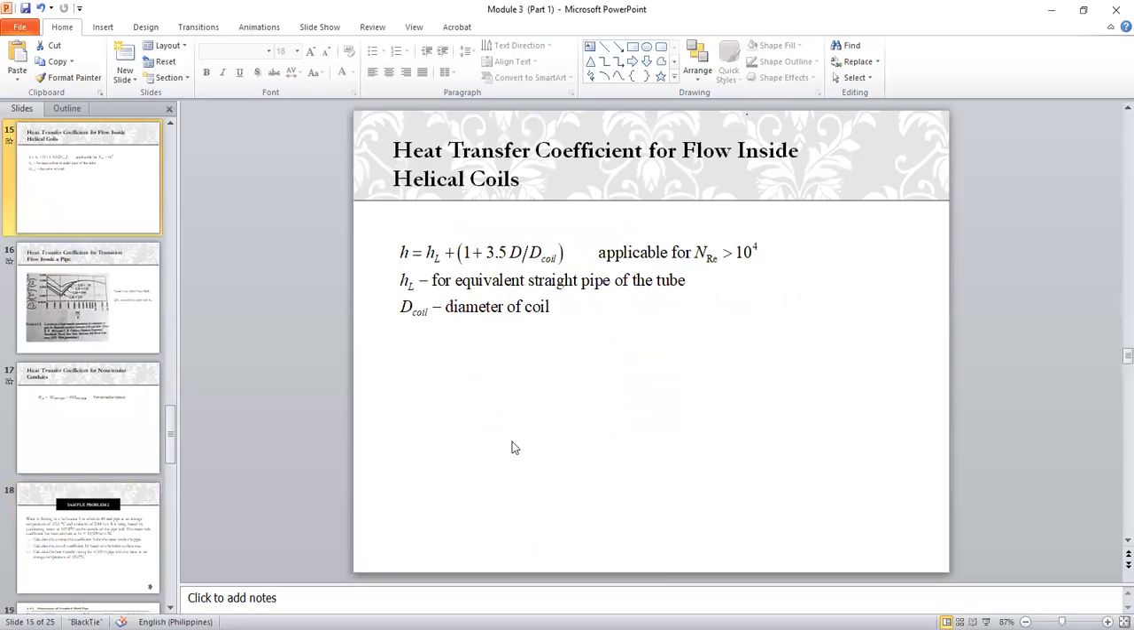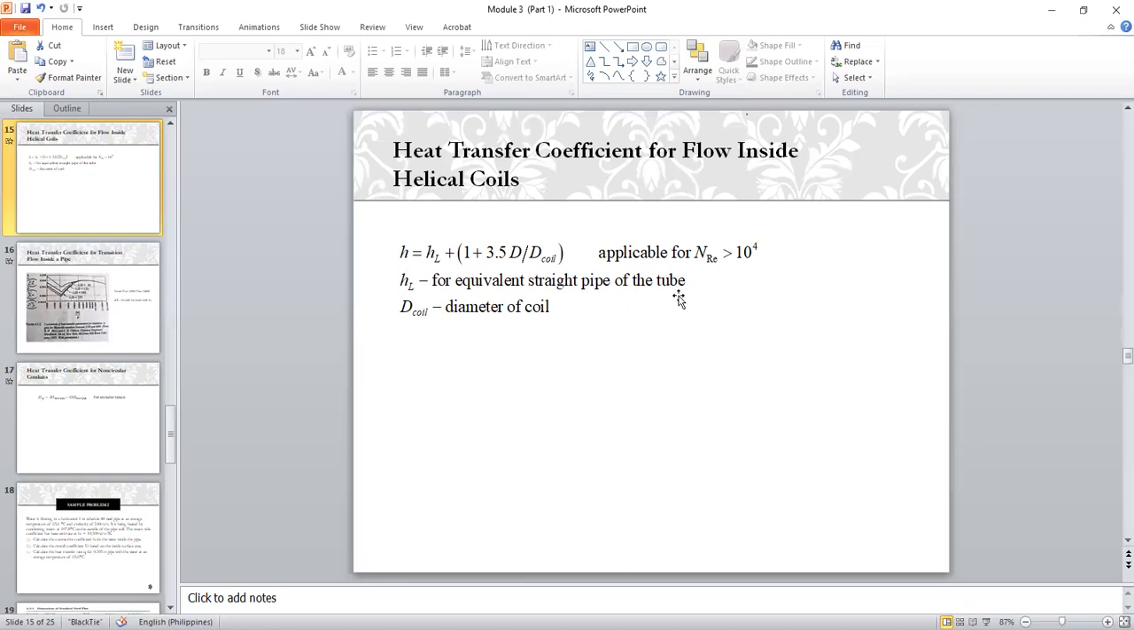Now, for heat transfer coefficients for flow inside helical coils, if we want to approximate the value of the heat transfer coefficient, then this would be the corresponding formula. Applicable only for Reynolds number greater than 10,000. And hL in this formula is the equivalent straight pipe of the tube. Since it's helical, it's something like this.